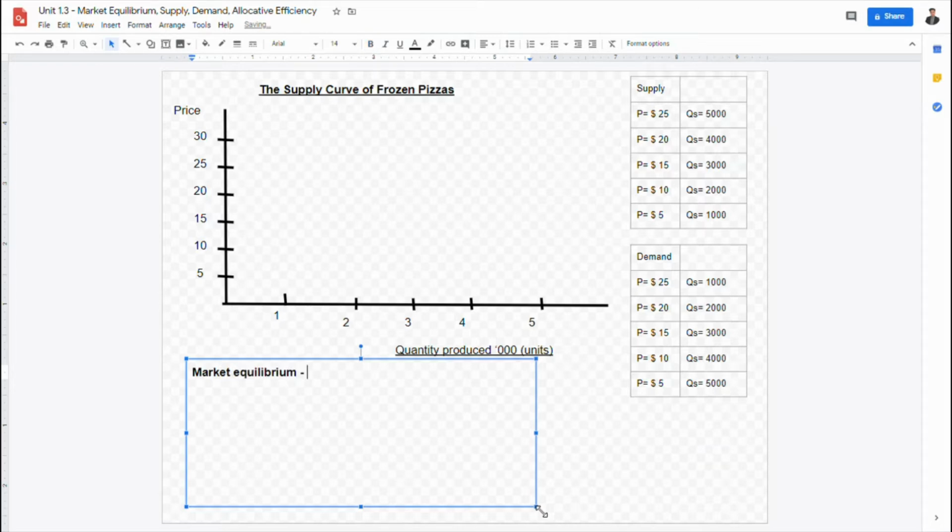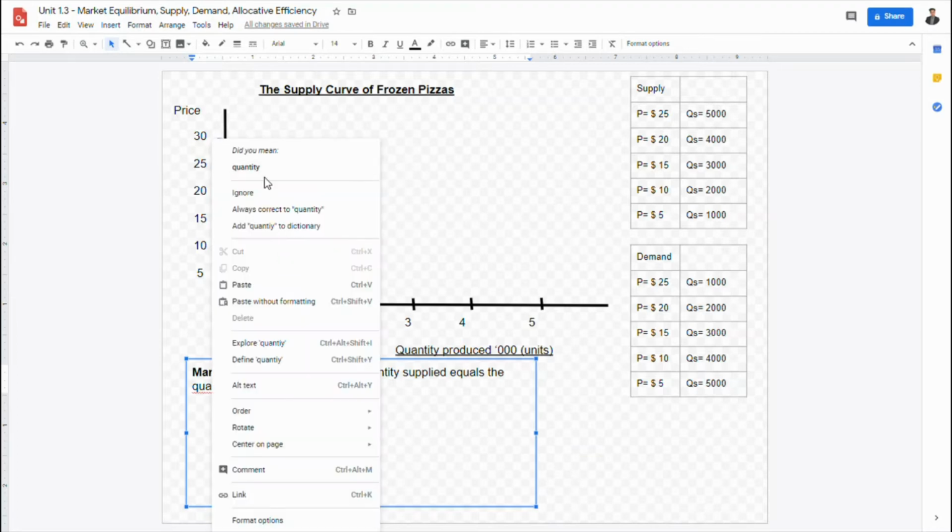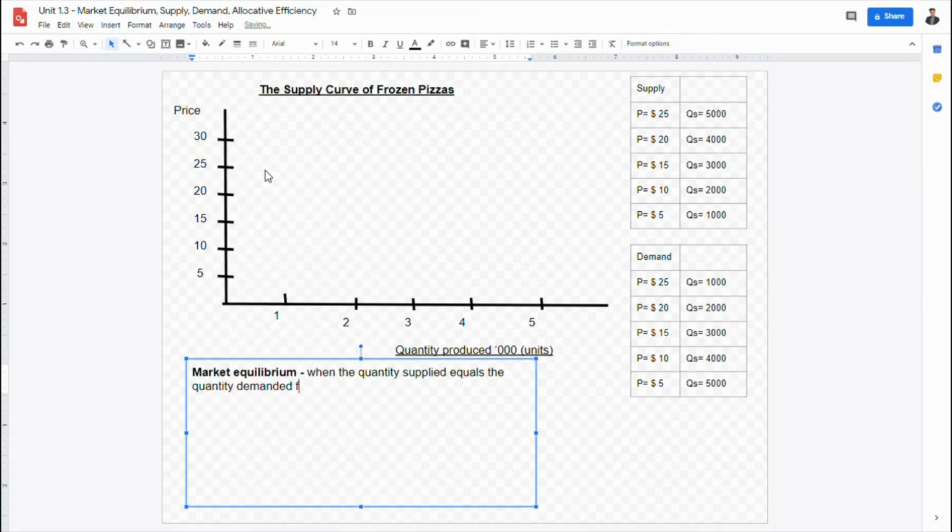Market equilibrium is defined as when the quantity supplied equals the quantity demanded for a product at a given price point.